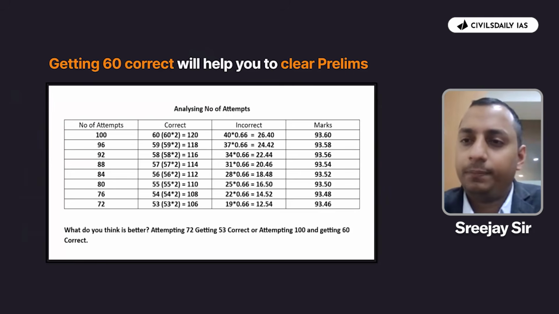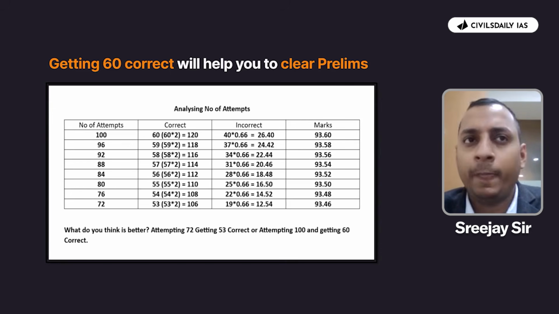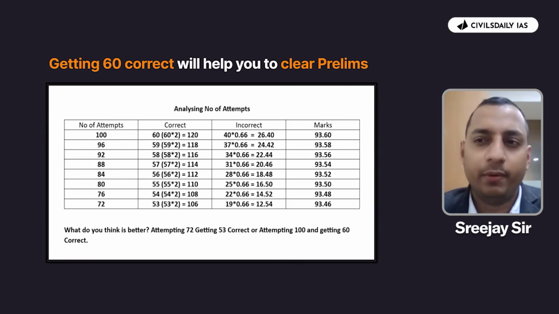So first of all, always remember, in order for you to clear prelims, in order to be on the safer side, you need to get at least 90 or 90 plus. I mean, in the 2025 paper as well, we are expecting the cutoff to be close to, I would say, 92 or 91, right?